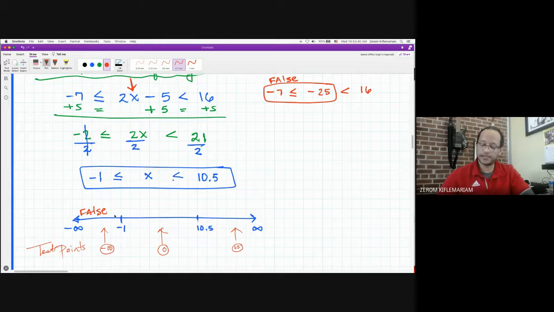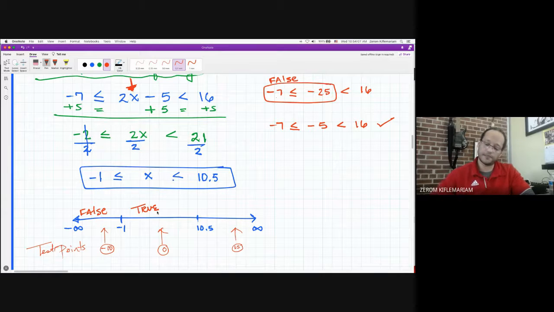What about if I plug in 0? If I plug in 0 here, 2 times 0 becomes 0, and then I have -5. So it would be -7 less than or equal to -5 less than 16. -7 is less than -5. That is true. -5 is less than 16. This is true.